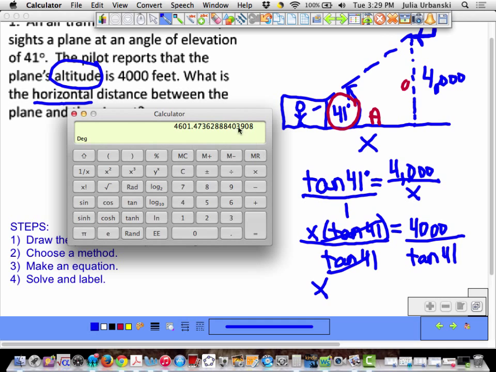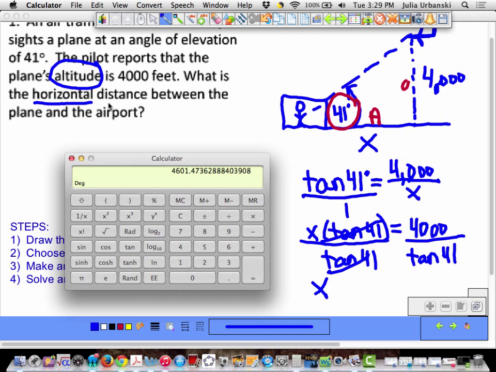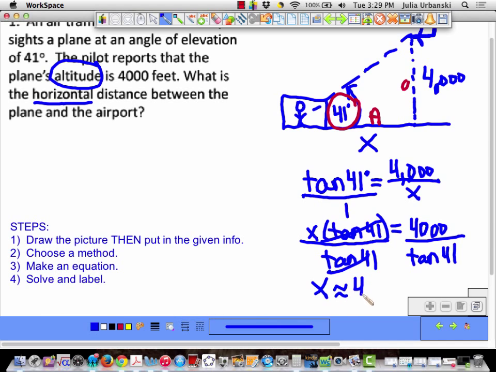4,601.47. I'm going to go back and read the directions to see if they told me how to round it. What is the horizontal distance between the plane and the airport? They were not specific about rounding, so I'm going to say 4,601.5, about 4,601.5 feet. And if that went too fast for you, you can always go back and rewind and pause and slow it down, as it will help you.